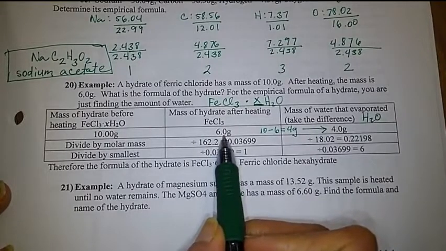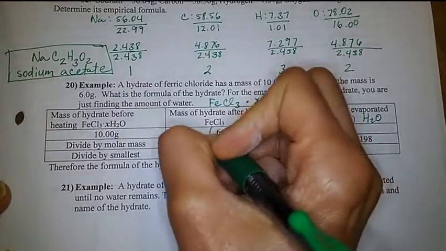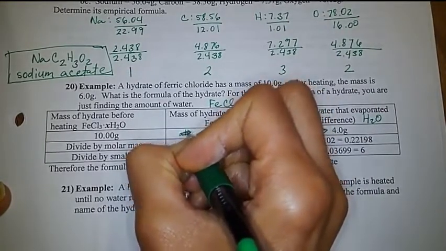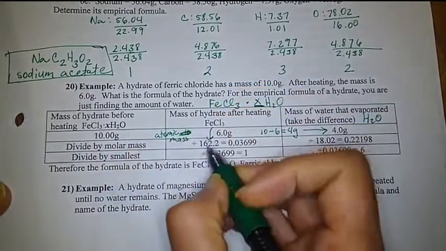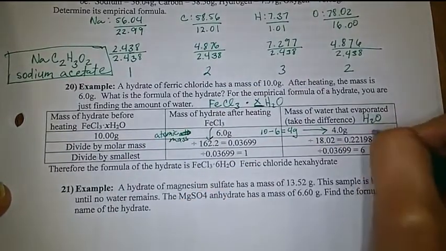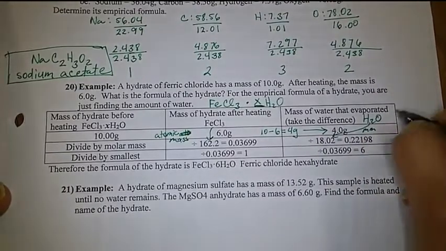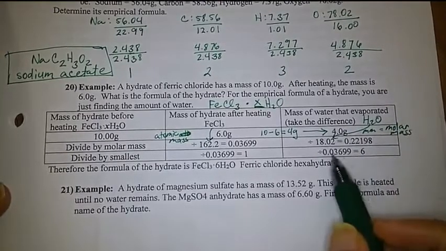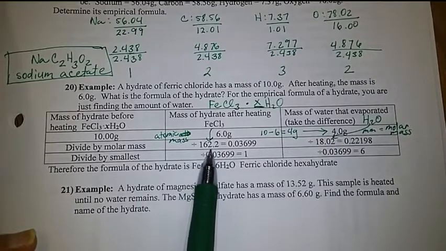Just for each of the substances, now we're going to divide by the atomic mass, or the molar mass of the substance. I'm going to write MM for molar mass. For water, that would be 18.02. So I'm going to take that mass and divide it: 6 divided by 162.2.